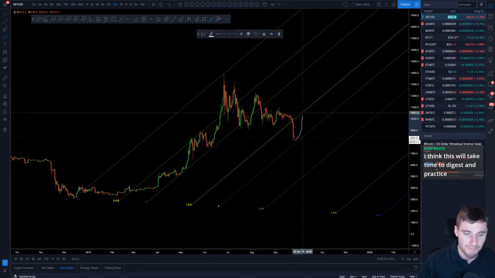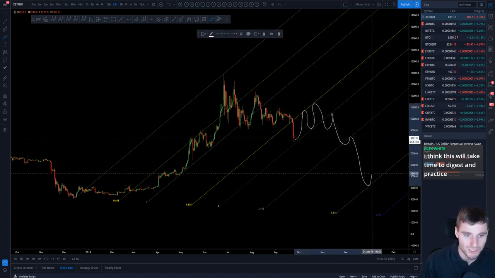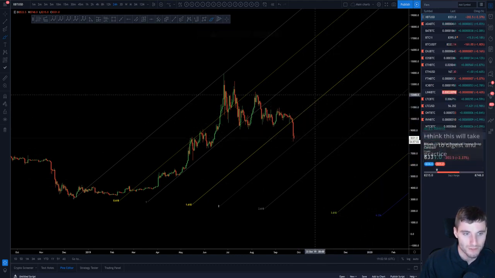And you can actually see this come back and act as resistance as well. Okay, so these are dynamic support. Well, not so much dynamic now, they're locked in, but these are support and resistance lines that you can have on your chart.